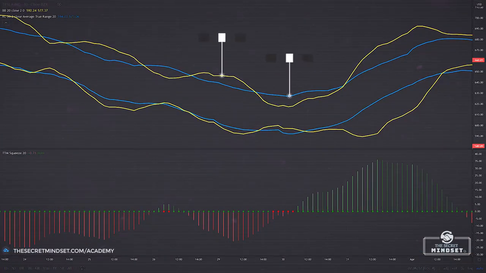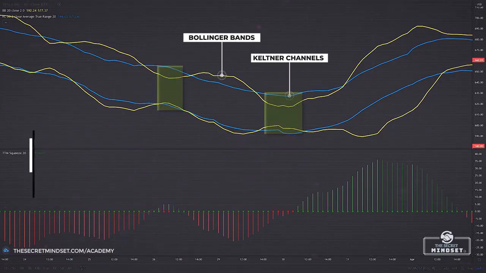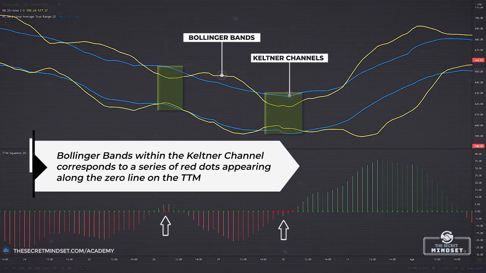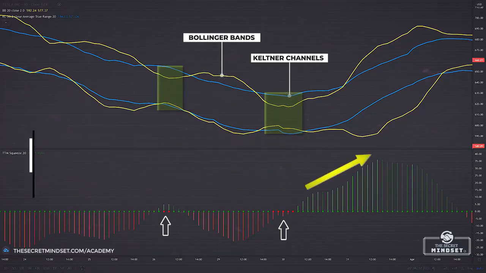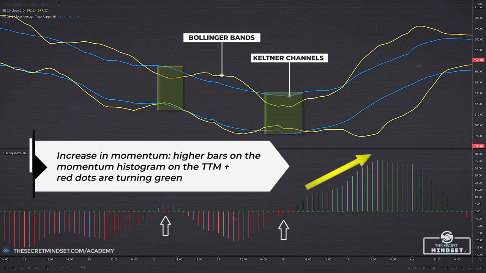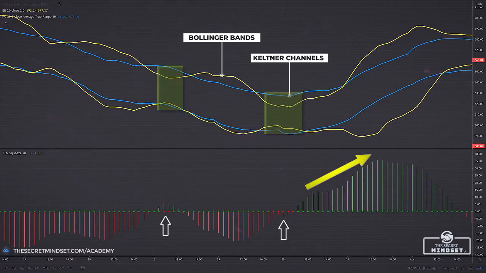Now let's actually add the Bollinger Bands and the Keltner channel to the charts. As seen, these squeeze conditions represent the consolidation of price, with Bollinger Bands within the Keltner channel, which corresponds to a series of red dots appearing along the zero line on the TTM. Increase in momentum is represented by higher bars on the momentum histogram on the TTM and the expanding of the Bollinger Bands, with the release of the squeeze seeing the red dots turning green. The TTM squeeze indicator helps to take a lot of the guesswork out of the momentum equation, with a simplified representation of what's happening when the Bollinger Bands and the Keltner channel enter a consolidation phase. And you have a much simpler and cleaner chart.